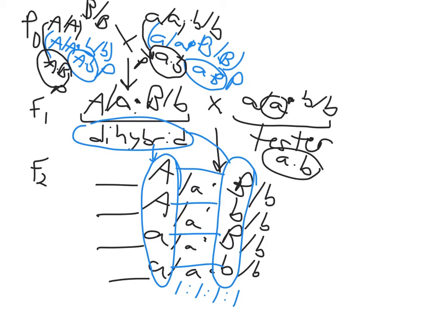You should have expected equal numbers of those 4 different types if they're unlinked, which means independent assortment is happening. So if A and B are on different chromosomes, you should have equal numbers of the 4 of these. Okay. Here's where things get really tricky for me. It's easy for the rest of you. We have to fill in how many F2s of these 4 different genotypes we observed.